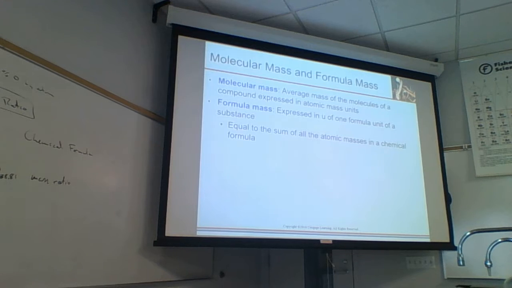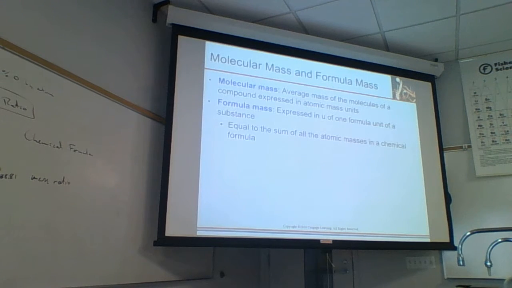Well, that's what we did. We got, what was the molecular mass of water? 18.02 U. What's the formula mass for water? 18.02 U. If we wanted to figure out, do we say, what is the molecular mass of ammonium carbonate? Would we say that? No. Instead, we should say, what is the formula mass?